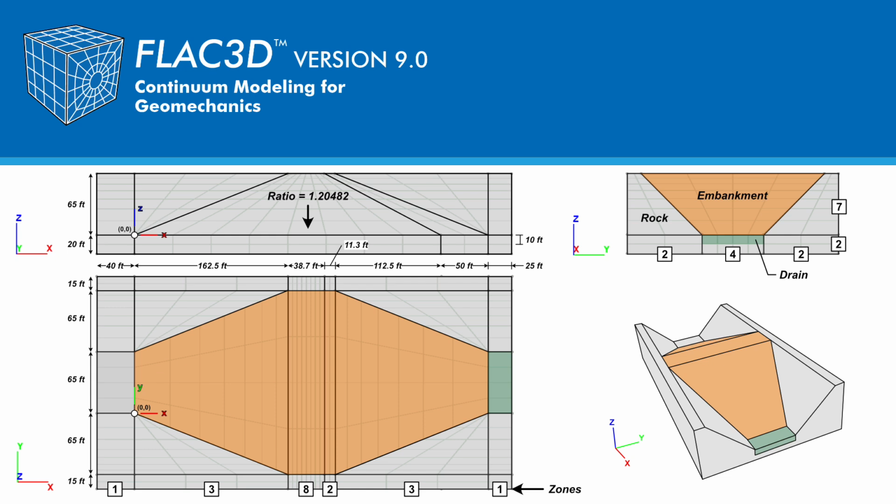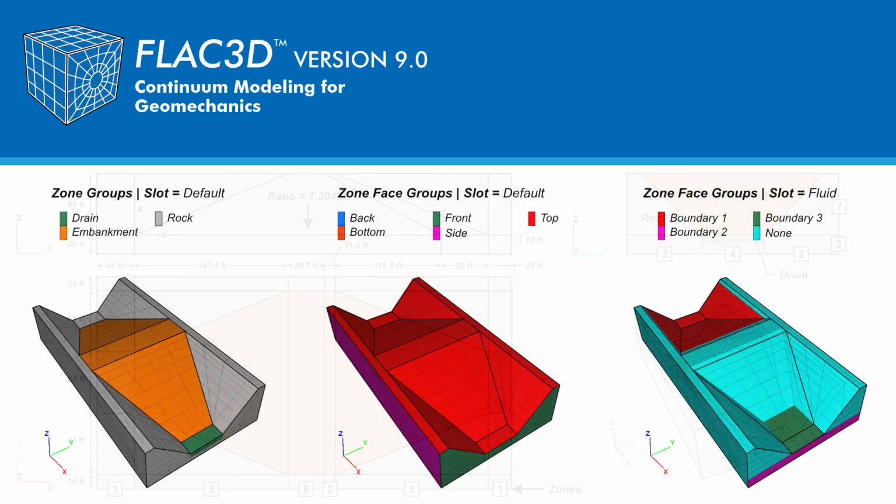Also note that for the row of blocks that correspond to the embankment height, the ratio multiplier used to adjust the zone height with length is 1.20482 in the vertical direction. This multiplier was chosen so that the bottom nodes of the top row of zones are near the reservoir level for more precise assignment of boundary conditions. For ease of command assignment, it is important to assign zone and zone face groups. The location and names are provided here.